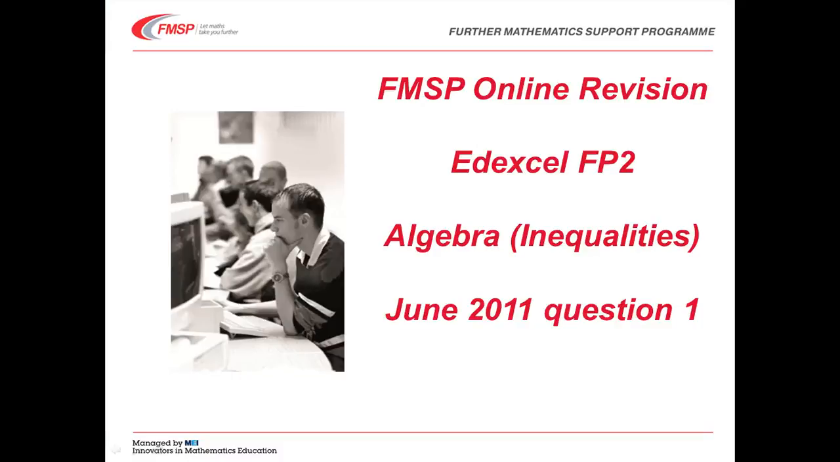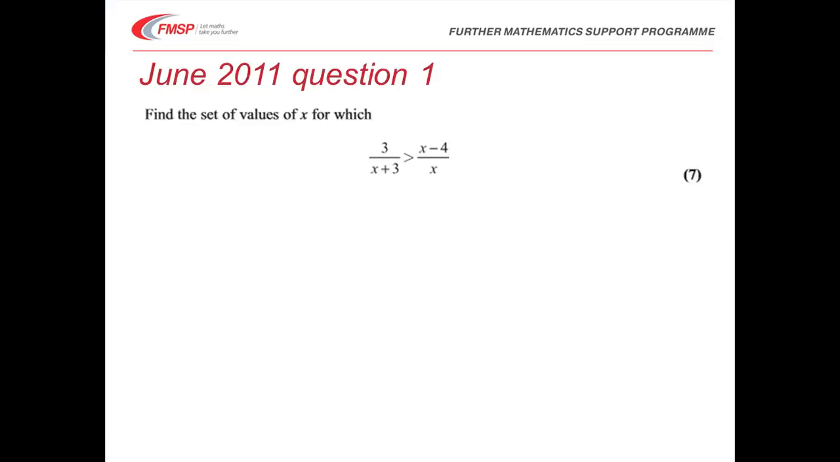Here we're going to be looking at the Edexcel FP2 question on algebra, in this case inequalities, and it's from June 2011, question 1. In this question we have to find all the values of x for which 3 over x plus 3 is greater than x minus 4 divided by x, for 7 marks.